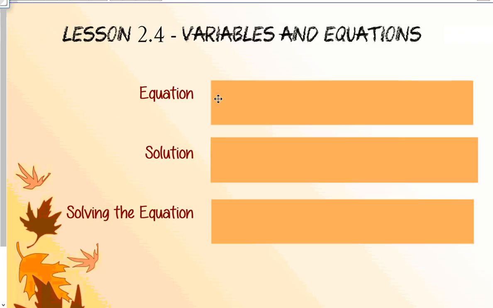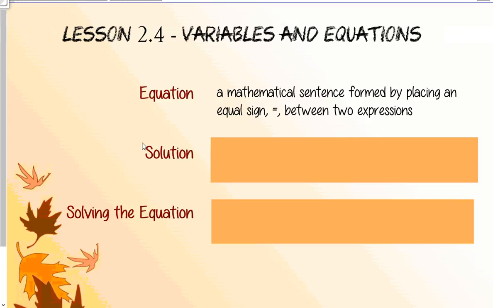An equation is a mathematical sentence formed by placing an equal sign between two expressions. For example, it could be x plus 3 equals 7. Because it has this equal sign and there are two expressions on either side of the equal sign, it's considered an equation.